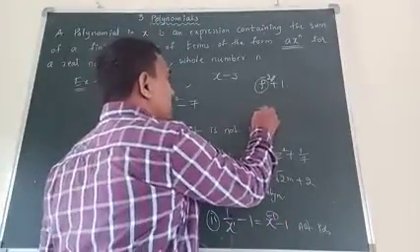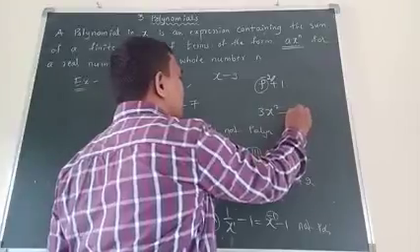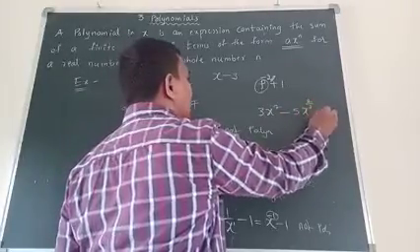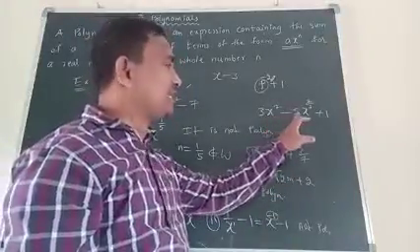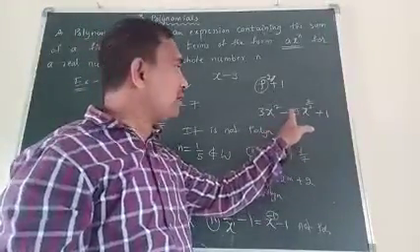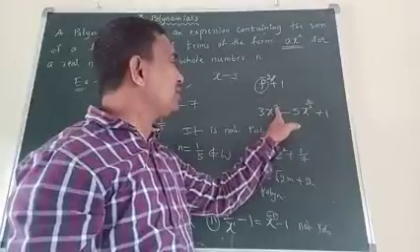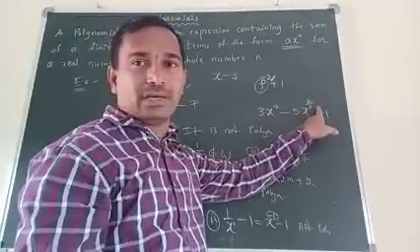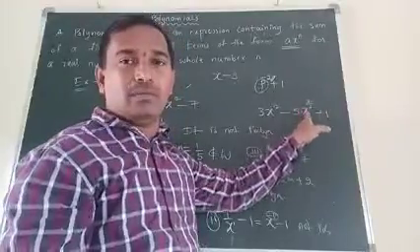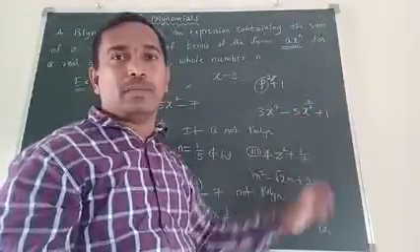Next, 3x square minus 5x power 2 by 3 plus 1. Here this is an expression in variable x. To check whether this is a polynomial or not, what is the x power here? 2. 2 is a whole number. The next term, x power is 2 by 3. It is not a whole number. So it is not a polynomial.